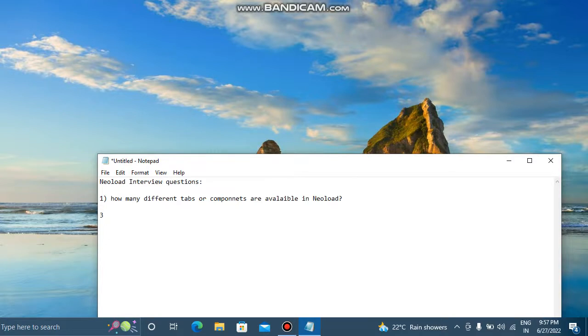The answer is 3. One is user path, the second one is design, and the third is results.